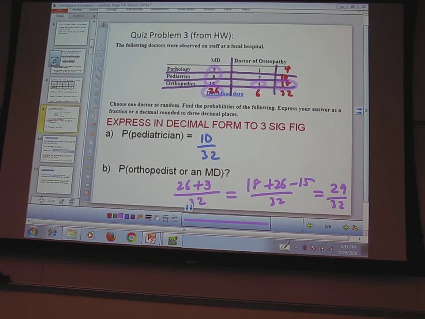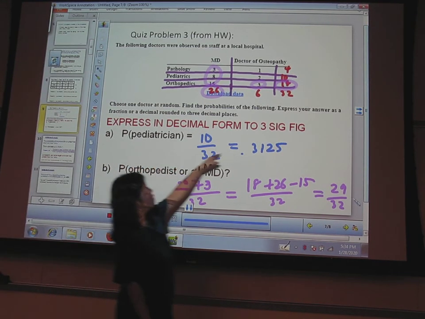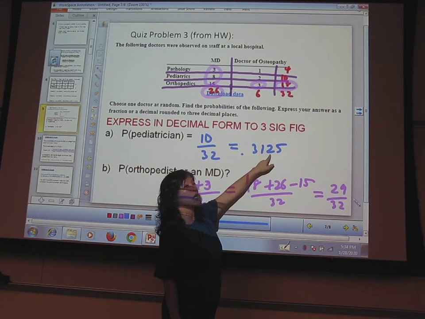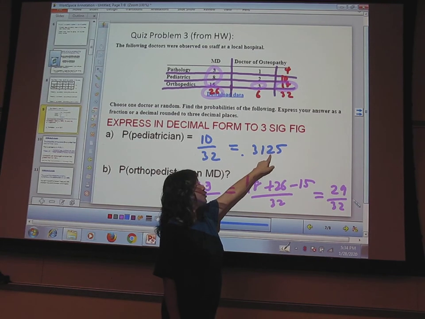Oh, and I said 3 sig figs. Okay, so 3 sig figs. 10 out of 32. 10 divided by 32. So this is equal to 0.3125. Sig figs means you start at the first non-zero number and you count. 3 sig figs means 1, 2, 3, you stop there. I need to round to this spot.